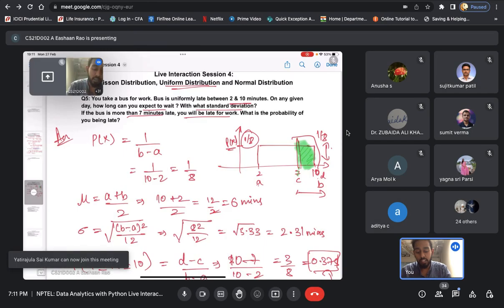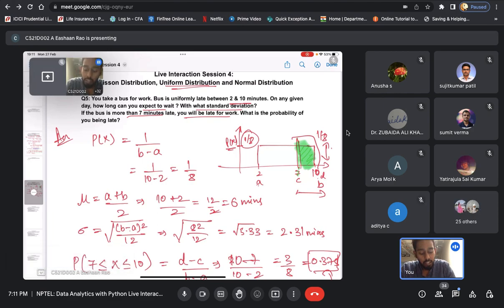If the bus is more than 7 minutes late, you will be late for work. What is the probability of you being late? So I am trying to find the interval, how much percentage of times the bus will come after 7 minutes. So that is 0.375, or 37.5% of the time there is a chance that I will be late.